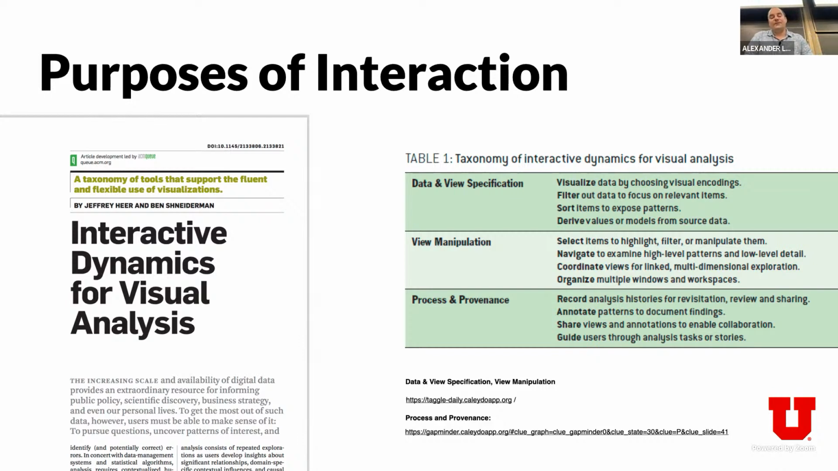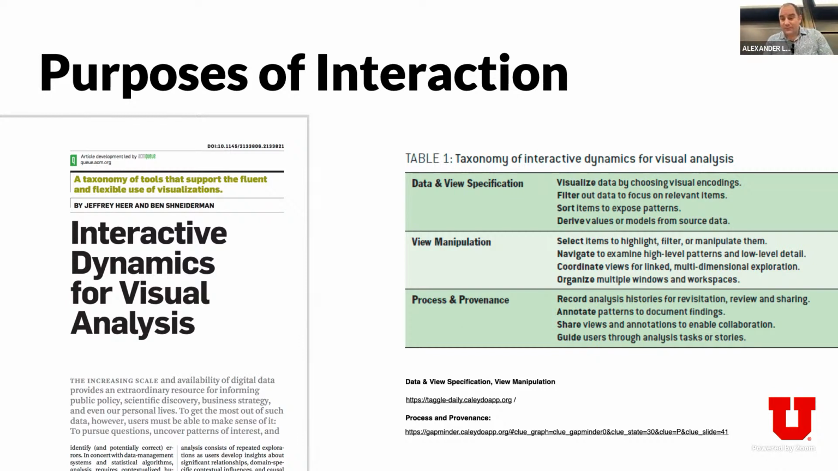And so data and view specification is all about selecting what is being shown on a screen. The view manipulation is things like navigation, coordination, organizing, and then process and provenance is a little bit, let's say, more abstract. These are things like recording, annotating, undoing, recording provenance, sharing, and so on, or guiding people through the analysis session. So the first few here are the ones that we typically think of. And then the third one here is the more advanced thing.